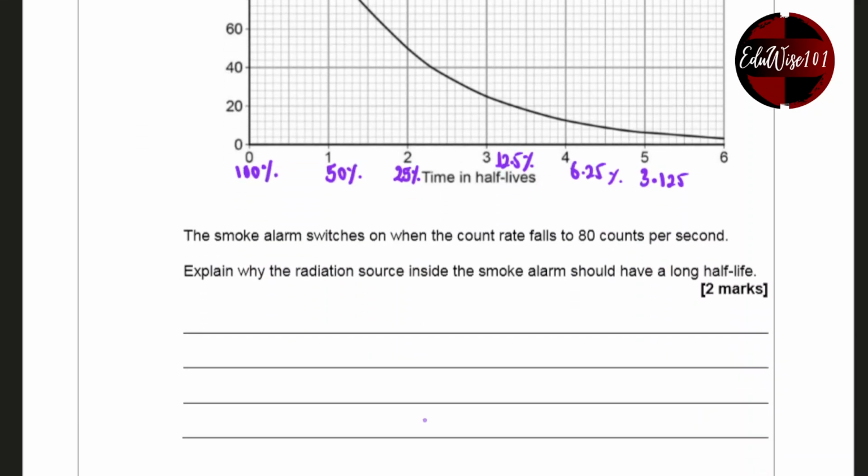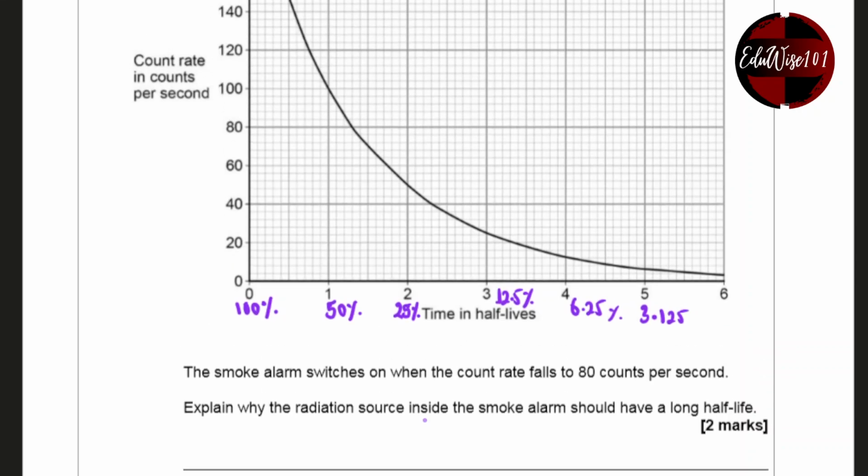The question: the smoke alarm switches on when the count rate falls to 80 counts per second. Now 80 counts per second is over here, right? And that's about, see if I can get that line straight. So 80 counts per second. Let's draw that line again. So that, there, and then it should, yeah. There you go.